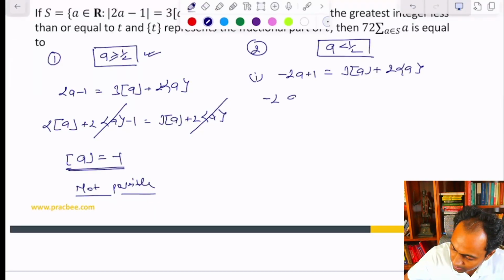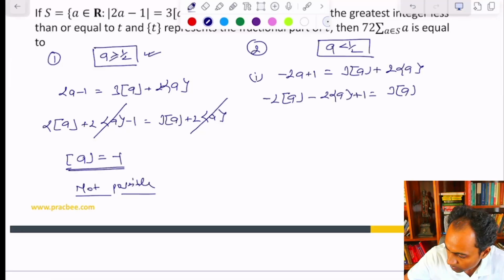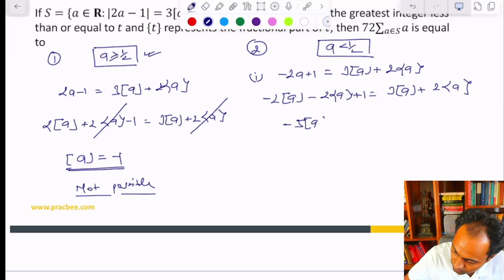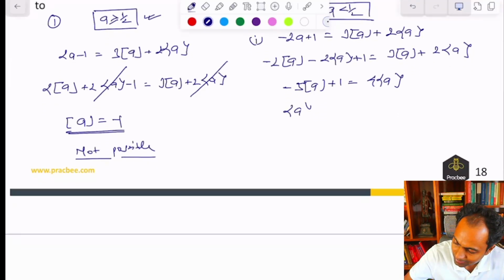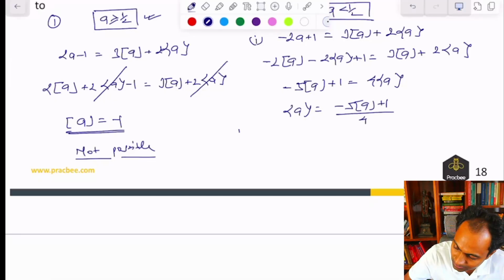We are going to break a into the fractional part of x and gf of x. Once I do so, this is the expression that I am going to get. And if I write it down, the value of minus 5 times gf of a plus 1 will be equal to 4 times the fractional part of a. So the value of the fractional part of a as a result comes out to be minus 5 gf of a plus 1 divided by 4. Now why is this so relevant? That you will understand in the next part.